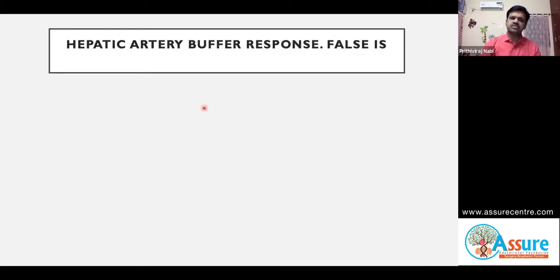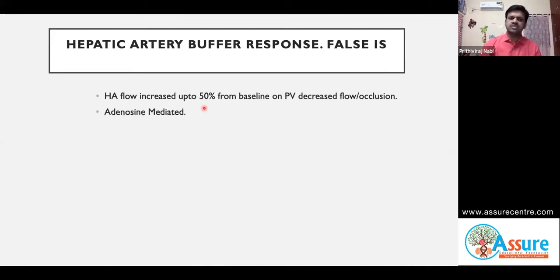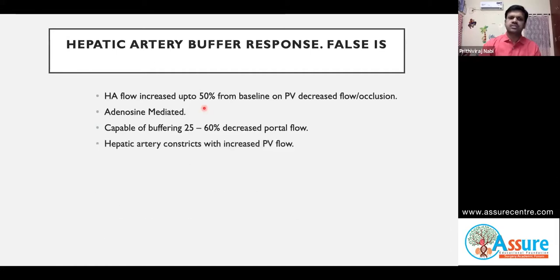So coming to the next question. What is the hepatic artery buffer response? Let's find out and say which is the false. The hepatic artery flow increases up to 50% from baseline on portal vein decreased flow or occlusion. It is adenosine mediated. It is capable of buffering 25 to 65% of decreased portal flow. The hepatic artery constricts with increased portal vein flow. And the final option is portal vein flow does not change in response to hepatic artery flow.